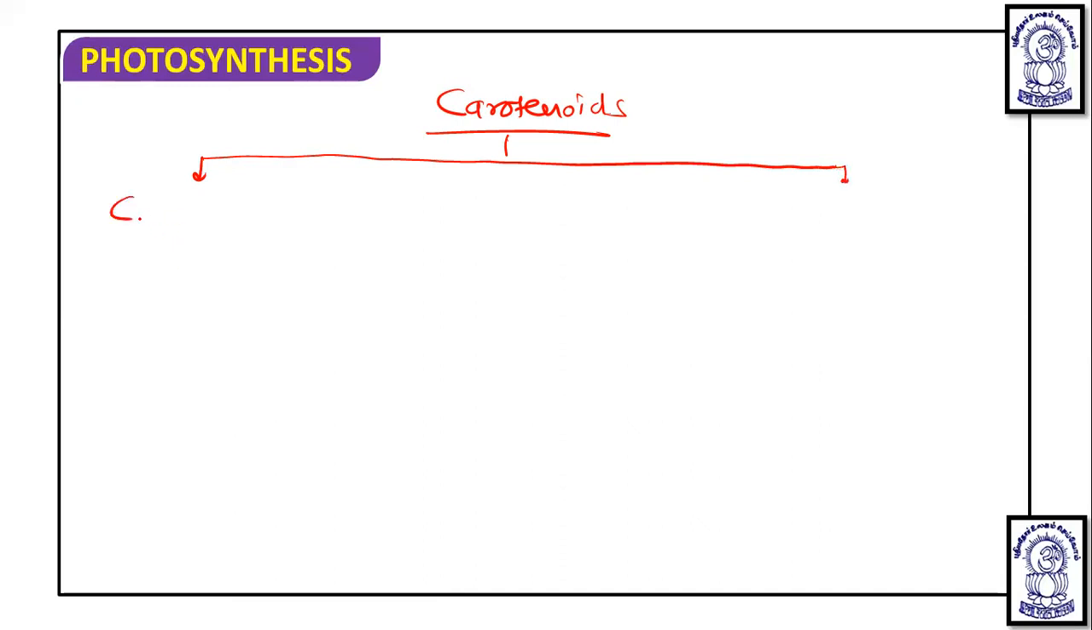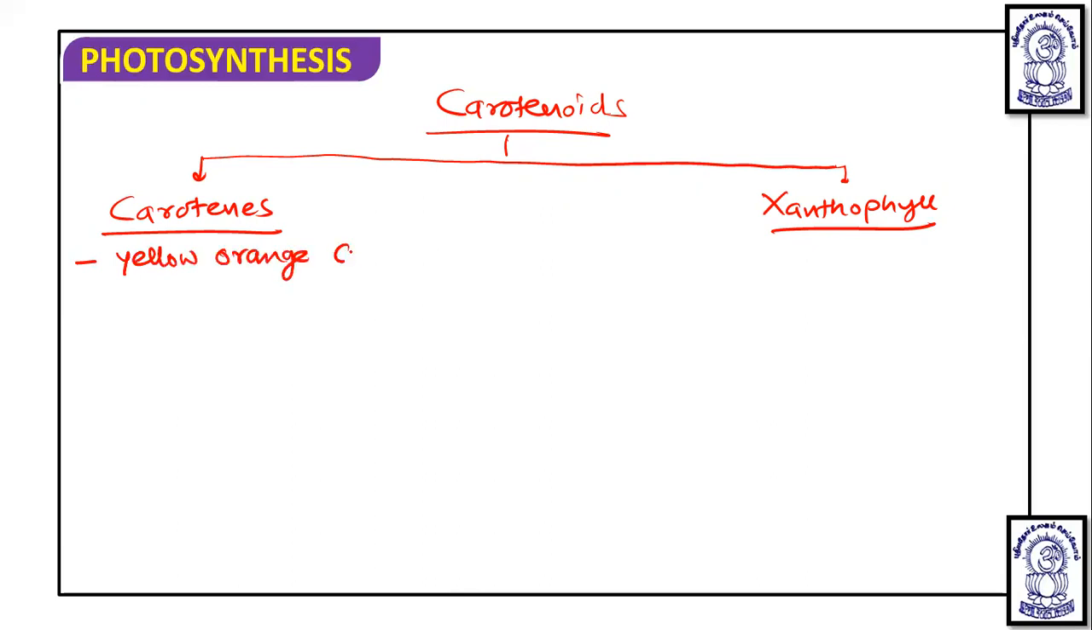Carotenoids are of two types: carotenes and xanthophylls. Now carotenes are yellow-orange colored pigments, purely hydrocarbon, and the empirical formula is C40H56.